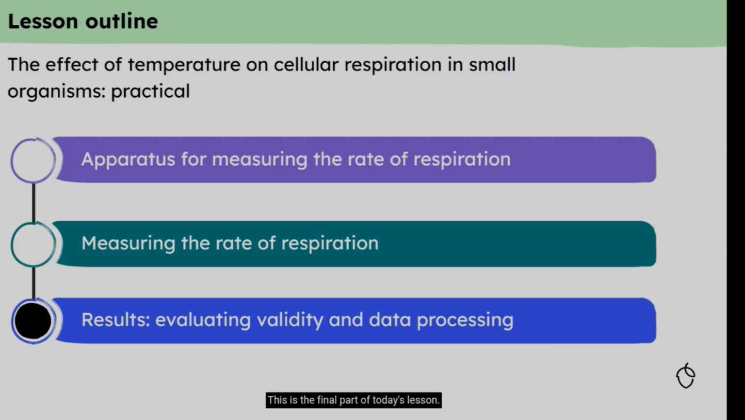This is the final part of today's lesson. We've talked about the apparatus for measuring the rate of respiration and how to set it up. We've talked about the method for using that apparatus to measure the rate of respiration. We've even got our results, and now we're going to talk about what to do with those results, and we're going to talk about evaluating the validity and data processing.